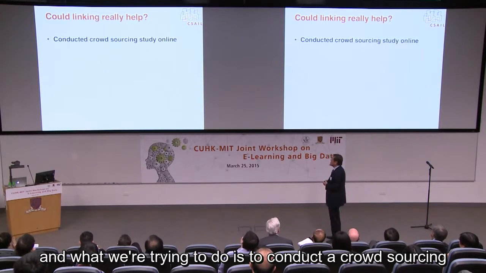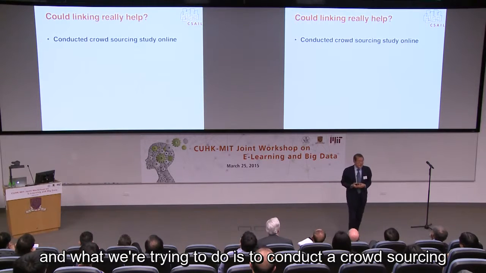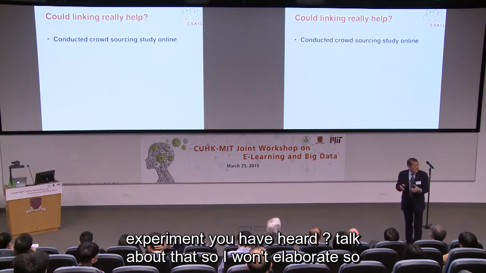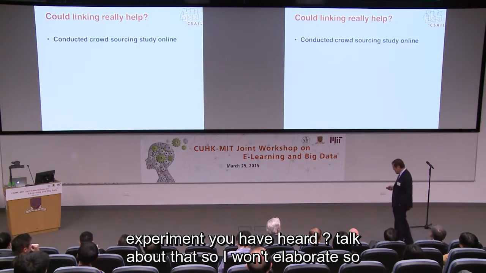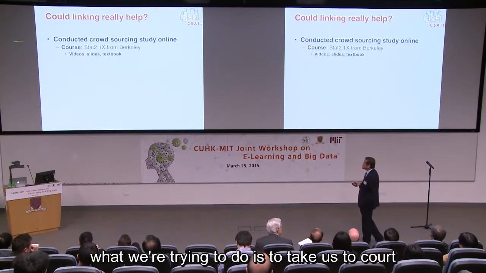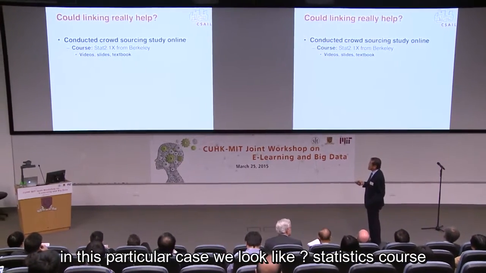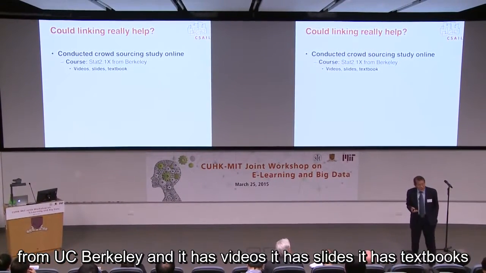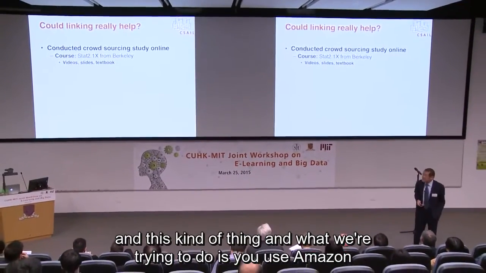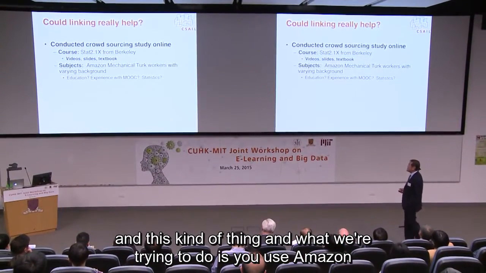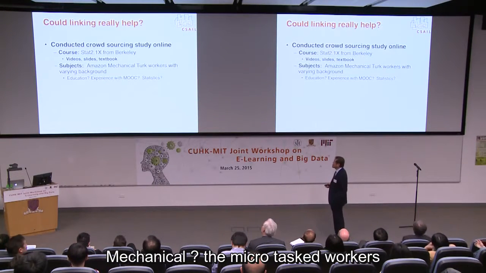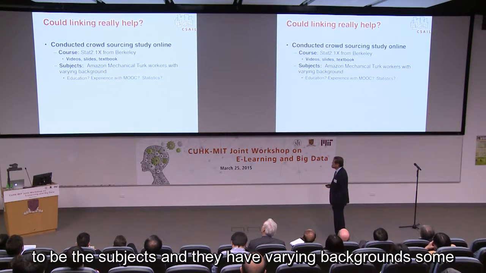And what we're trying to do is to conduct a crowdsourcing experiment. You have heard Rob Miller talk about that, so I won't elaborate. So what we're trying to do is to take a course. In this particular case, we look at a statistics course from UC Berkeley. And it has videos, it has slides, it has textbooks, and this kind of thing. And what we're trying to do is to use the Amazon Mechanical Turk, the micro task workers, to be the subjects. And they have varying backgrounds.